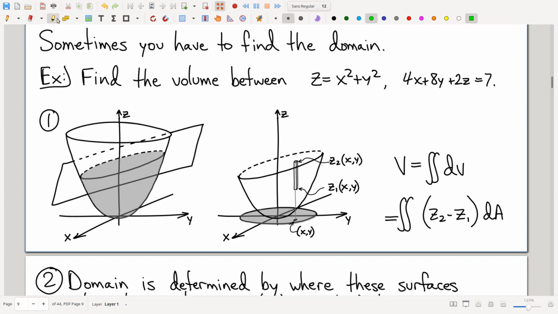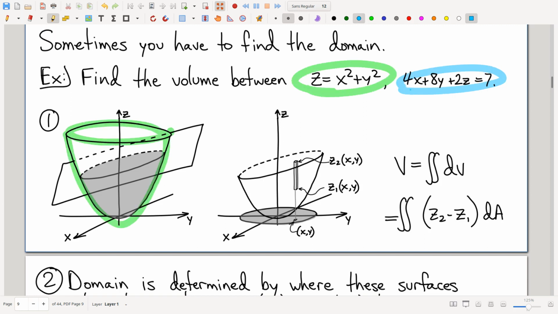Sometimes the domain is not explicitly given. Easy example here. In fact, let me see if I can just switch to this. Are we back in business? Yeah, we're back in business. Okay. Fine. So, let's see here. We have a paraboloid. We have a plane. We're interested in this region that's kind of between them. We want to find the volume there, right?